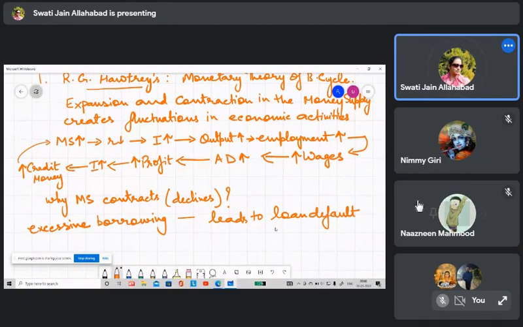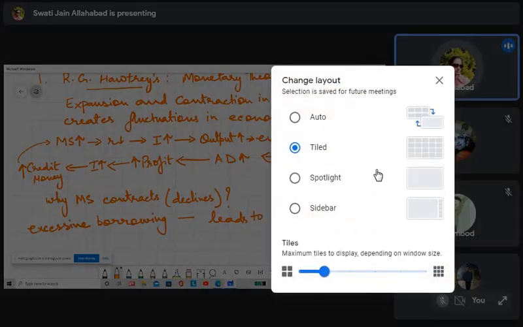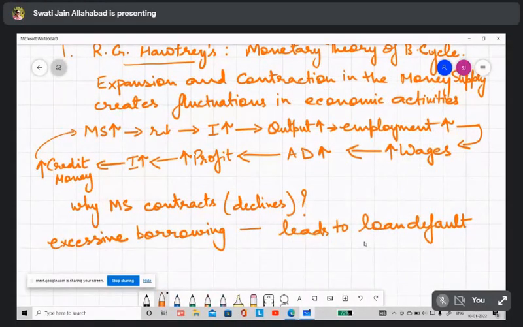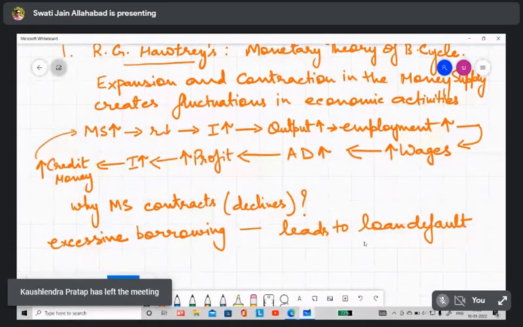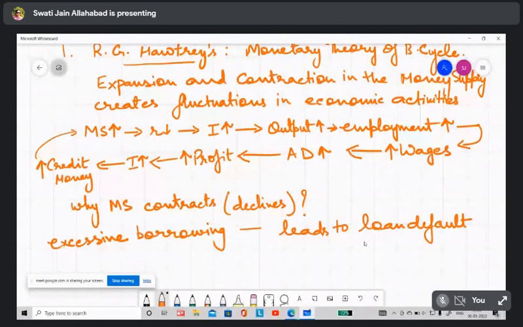So this probability of loan default will affect the banks, their profitability or their business. So to avoid the loan default situation, whenever there is too much borrowing in the economy, too much credit money floating in the economy, they start asking their loans back. So they want people to repay the loan.